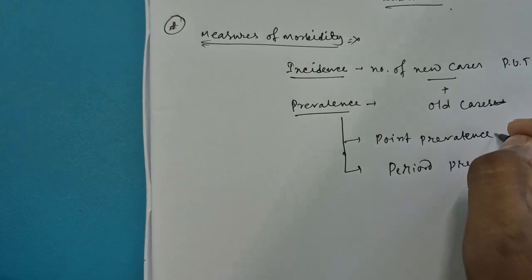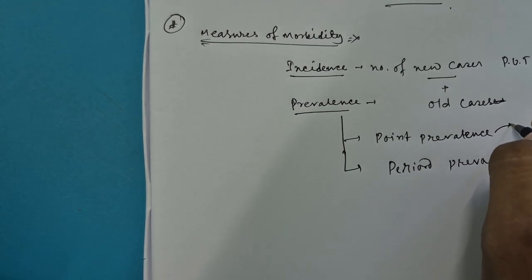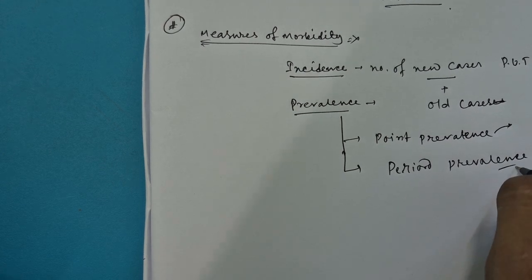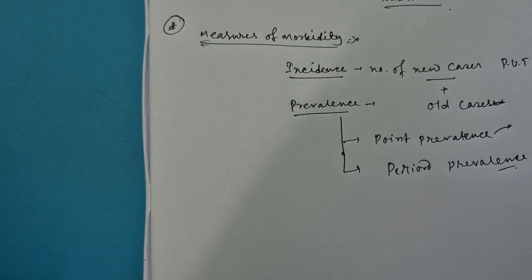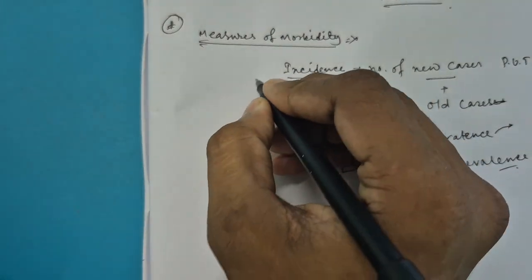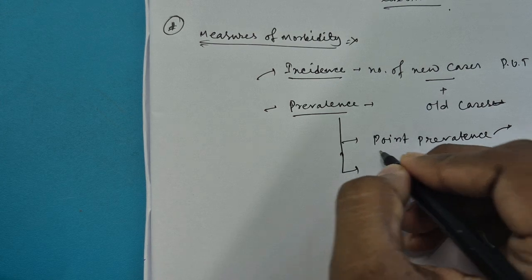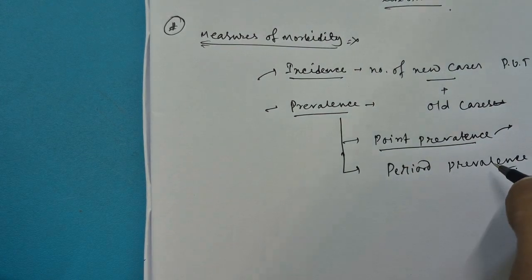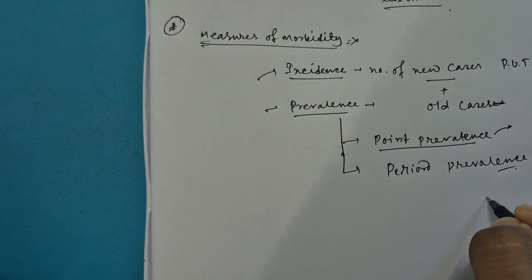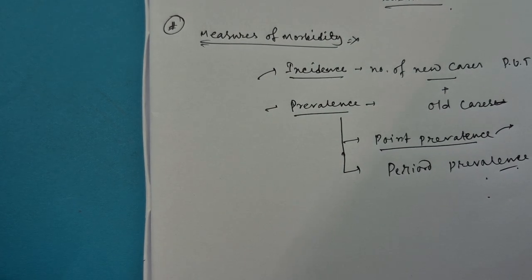Point prevalence is measured at a specific point in time, while period prevalence is measured over a specific, longer period of time. Incidence is only the new cases. Prevalence is the new plus all cases.